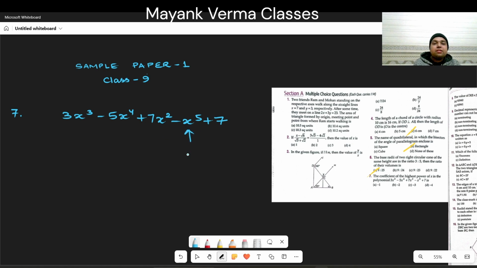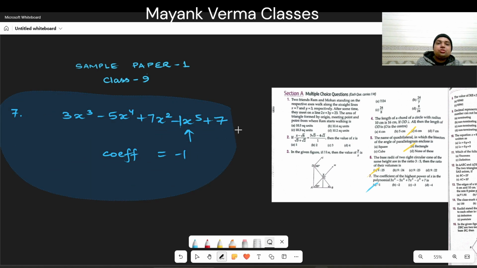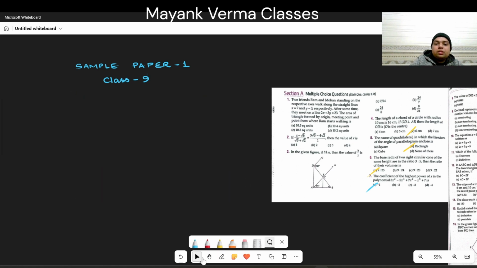That is 5. So what is the coefficient? Coefficient is just the constant value, or you can say just the part which is multiplied by that variable. So here minus 1 is there. So the coefficient will be minus 1. Okay. So option A will be the correct option here. Okay. Let's see the next question. Question 8th.